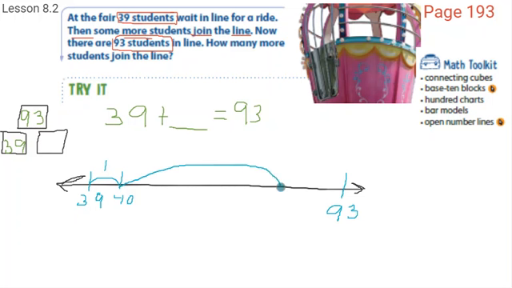Do this bigger jump. 5 tens is equal to 50, that's 5 tens and 0 ones. That's going to get me up to 90. And then go from 90 to 93. Just use your fingers, however you want to count it. 90, 91, 92, 93. So it's definitely 3.